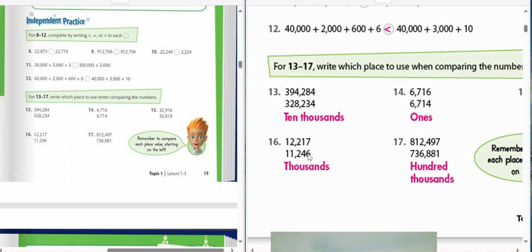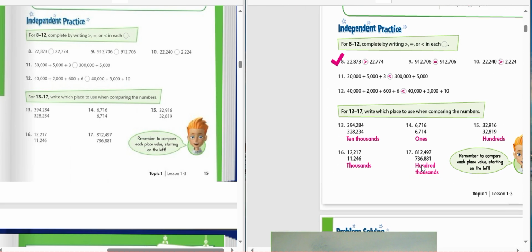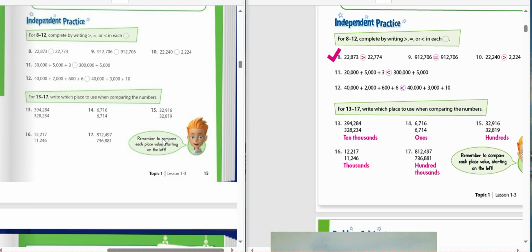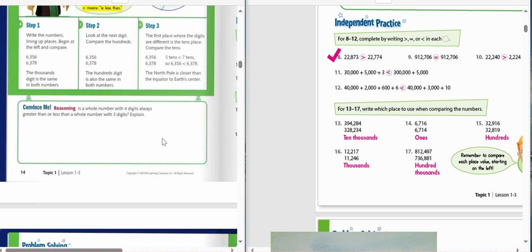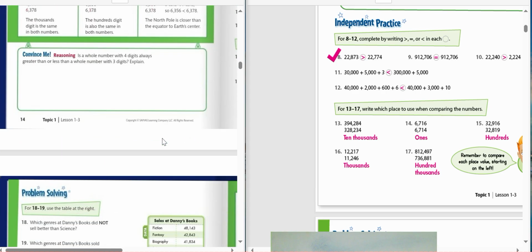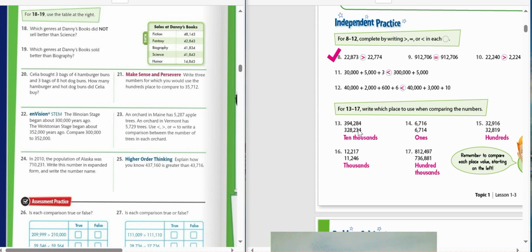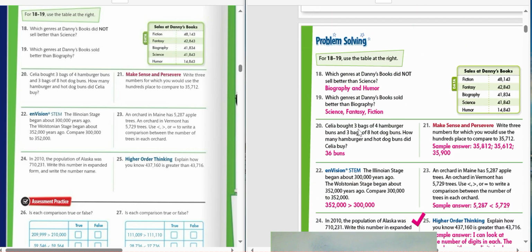12,217 or 12,000 or 11,246. The place here was different at the 1,000s place. And this number is different at what? Look at 100,000. The 1,000s place is different. Okay. It was question number 50, page number 15. Okay, page number 16.